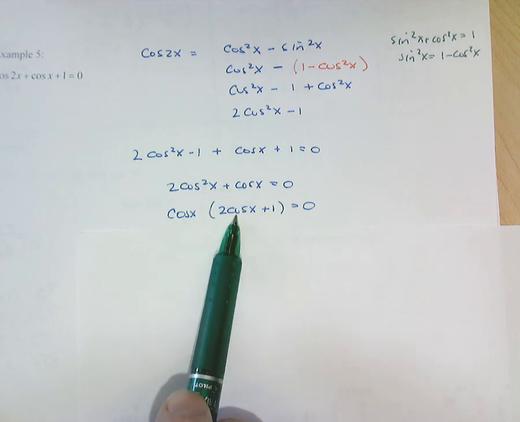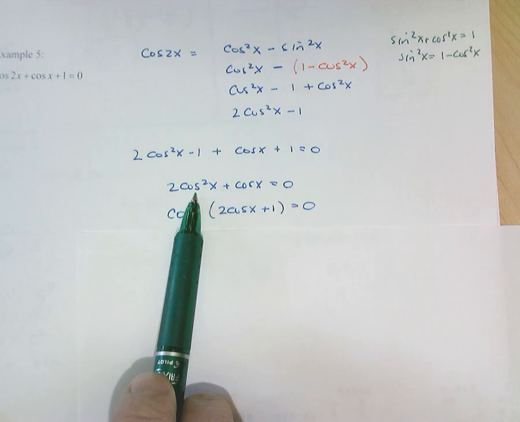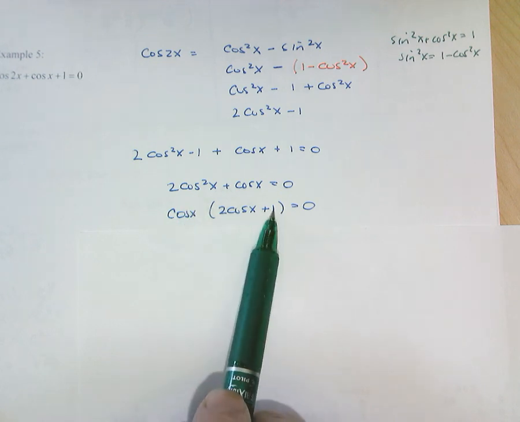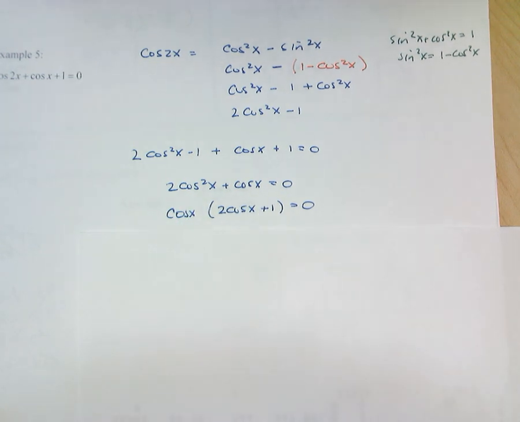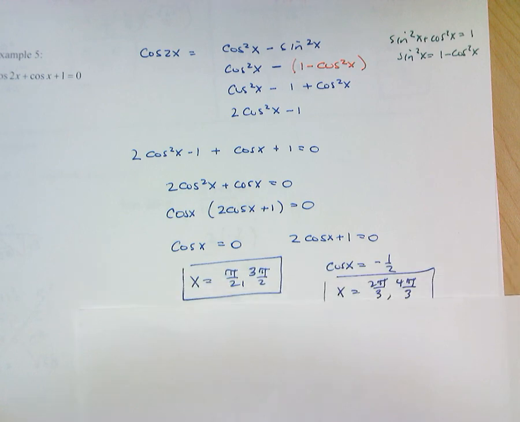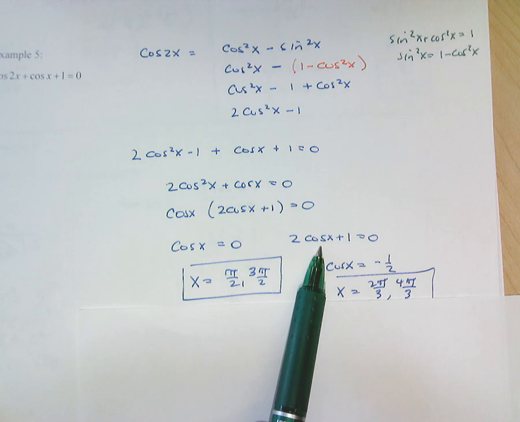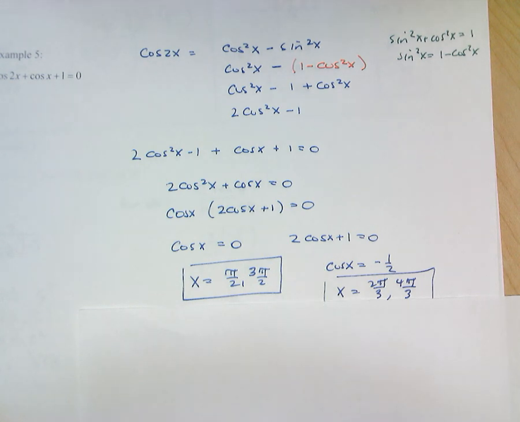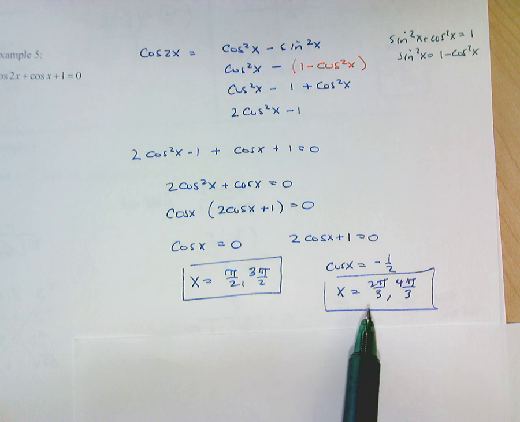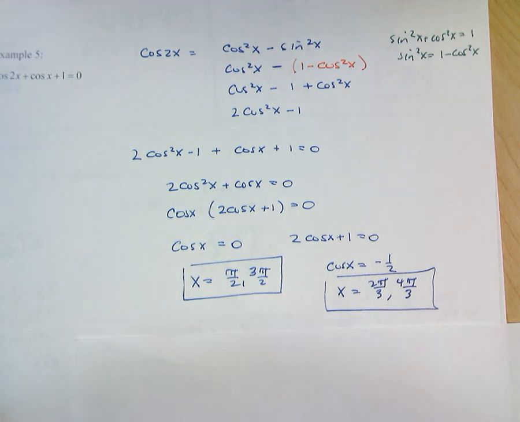Cosine x multiplied by 2 cosine x gives me 2 cosine squared x. Cosine x multiplied by 1 gives me cosine x. Set each factor equal to 0. Cosine x is equal to 0 at pi over 2 and 3 pi over 2. When I solve this for cosine x, I get cosine x equals negative 1/2. Cosine x is equal to negative 1/2 at 2 pi over 3 and 4 pi over 3. And that's how you do the last section in Unit 5.